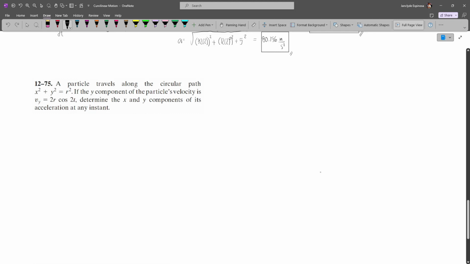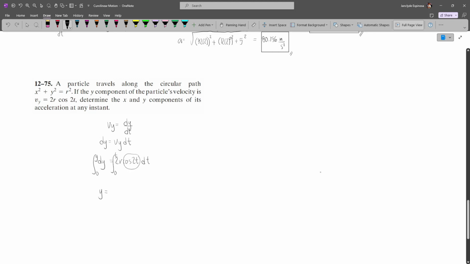So since we know that Vy equals dy over dt, then we have dy equals Vy dt. Now we know that Vy is equal to 2r cos 2t. So this is 2r cos 2t paired with dt, and then we have dy. And then we'll integrate both sides, from 0 to y, and from 0 to t. Now integrating dy, we have y equals, integrating 2r cos 2t.